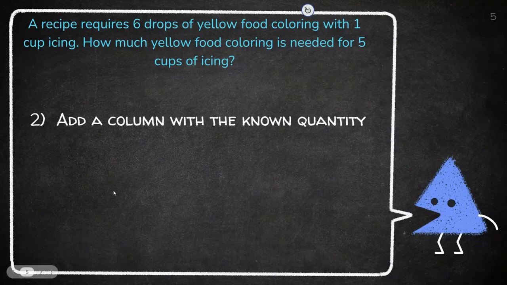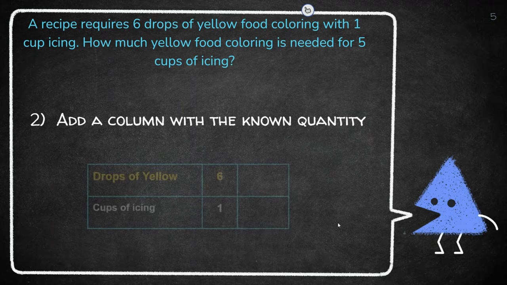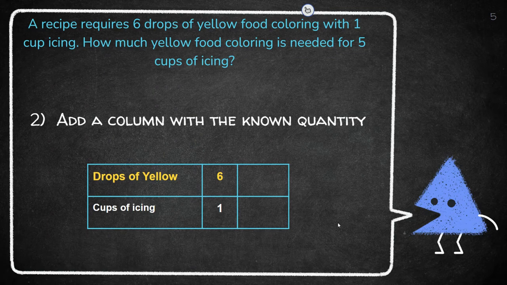Step 2 is we're going to add a column with the known quantity. So don't redraw this table. I just want you to add 2 more boxes to the one you already drew. So write down the direction, which is to add a column with the known quantity. And once you've got those 2 boxes, we're going to fill in the known quantity, which means the next part of the ratio that they gave us.